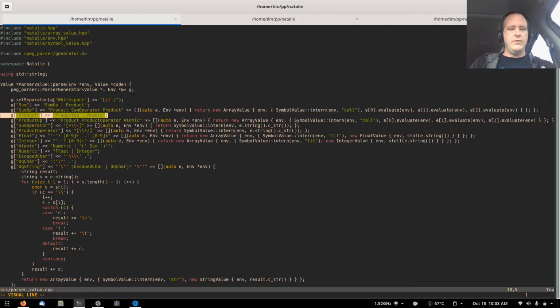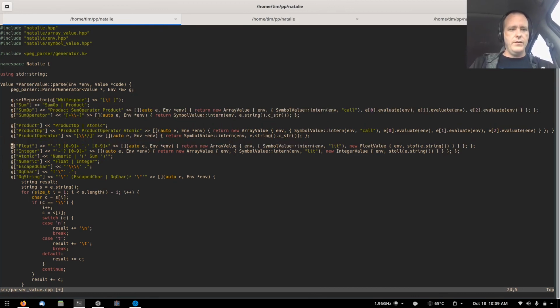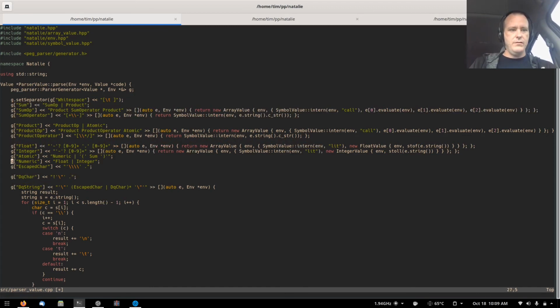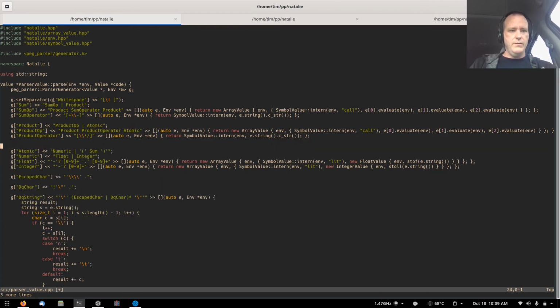I'm not too thrilled with the name. If I had better names, I don't know. I think I'd call this something different. Product op versus, I mean, that's not horrible, I guess. Sum and sum op and product op. I mean, what can you do? Let's just move this up here. So we have these three together and these three together. I don't know, should I like separate these out or something? And let's put these above these.